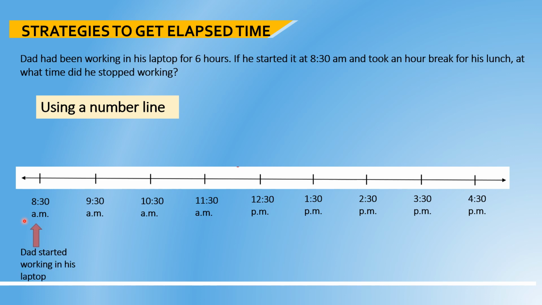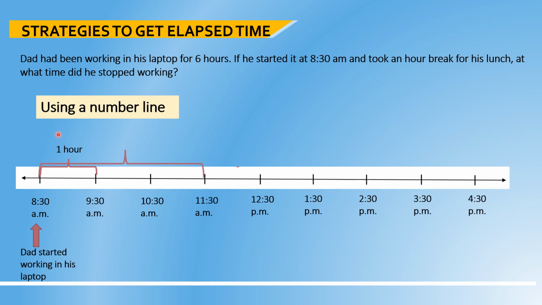If an hour passed, what time will it be? Yes, it is already 9:30 a.m., followed by 10:30 a.m., then 11:30 a.m., 12:30 p.m., 1:30 p.m., 2:30 p.m., 3:30 p.m., and so forth. Now, we have completed our number line. Going back to the time Dad started working, after an hour, it is already 9:30 a.m. That is, the elapsed time from 8:30 to 9:30 is 1 hour.